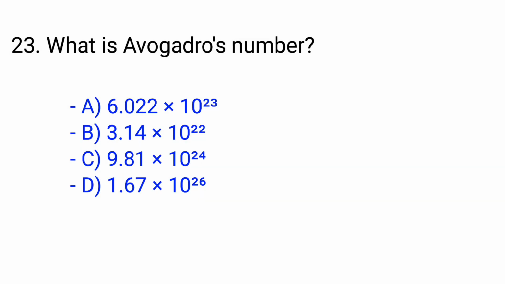Question number 23. What is the Avogadro number? Option A. 6.022 into 10 raised to power 23. B. 3.14 into 10 raised to power 22. C. 9.81 into 10 raised to power 24. D. 1.6 into 10 raised to power 26. The correct option is option A. 6.022 into 10 raised to power 23.